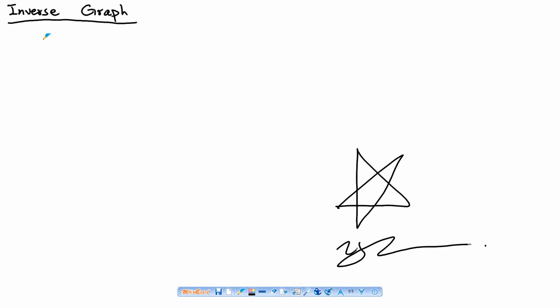Now we are moving to the chapter inverse graphs. An inverse graph is basically a reflection on the line y equals x.